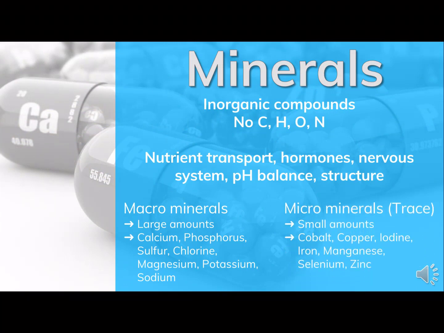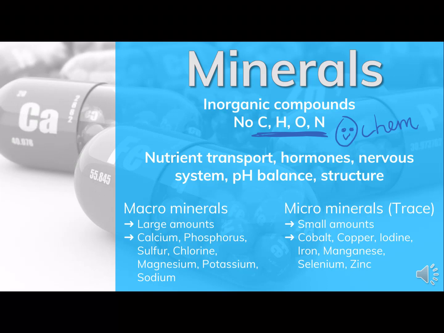So minerals are classified as inorganic, meaning they do not contain any carbon, hydrogen, oxygen, or nitrogen. And we're going to see two classifications, macro and micro. Sometimes you'll hear micro minerals referred to as trace minerals. Macro minerals means we provide them to an animal in large amounts. Micro means they're provided in small amounts. And then just make sure that you can give me an example of both of those, as well as a mineral that might be in that category.